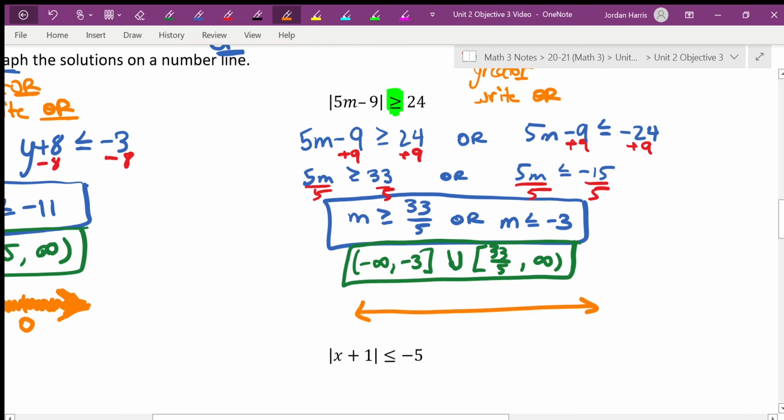Then we write the number line. So I get 0, negative 3, solid dot because it's included, shading everything below, less than negative 3. 33 over 5 is almost 7. Solid dot, shading everything above because it is greater than 33 over 5. Okay.